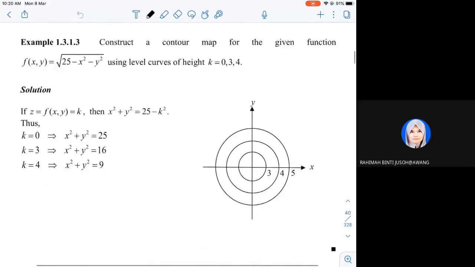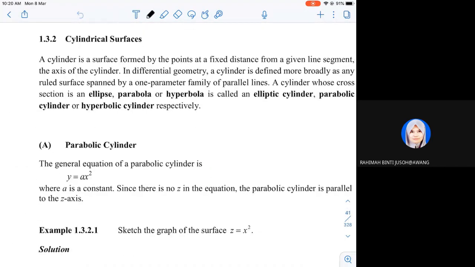Okay. Now we move to cylindrical surfaces. This subtopic is very important. Why? Because you are going to use it until chapter 4. Okay, especially when you want to sketch the region of 3D region. When you want to solve triple integrals, later in chapter 4, you akan ada region G. Region G ni adalah bentuk 3D. Okay, so that's why you need to understand how to sketch the following surfaces yang kita akan belajar.